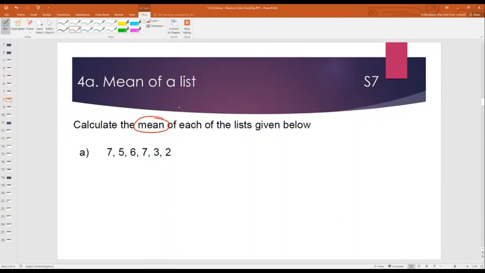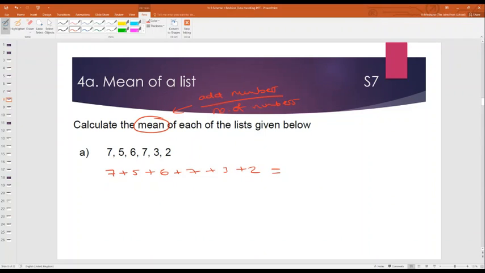So we need to remember, to work out the mean, you add the numbers first of all, and then you divide by the number of numbers. So you add the numbers together, then you divide by the number of numbers. So step 1 is we're going to add these up. So 7 plus 5 plus 6 plus 7 plus 3 plus 2. You might want to do that in the column method if you want.